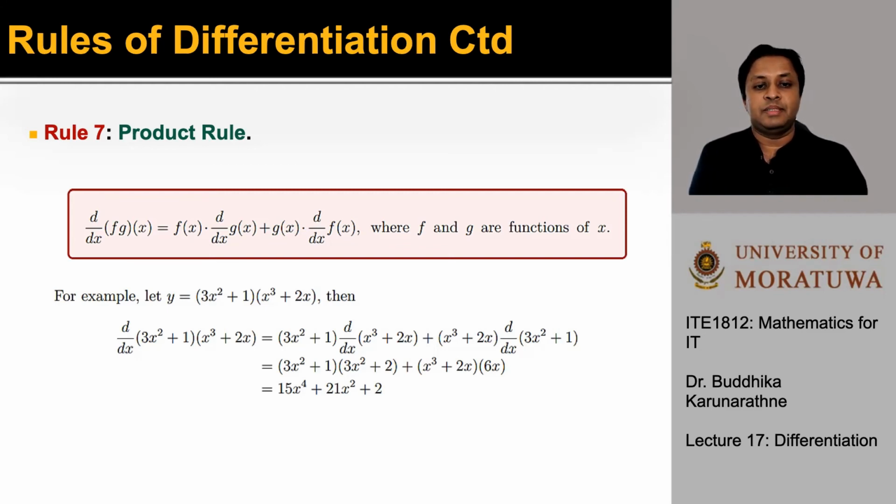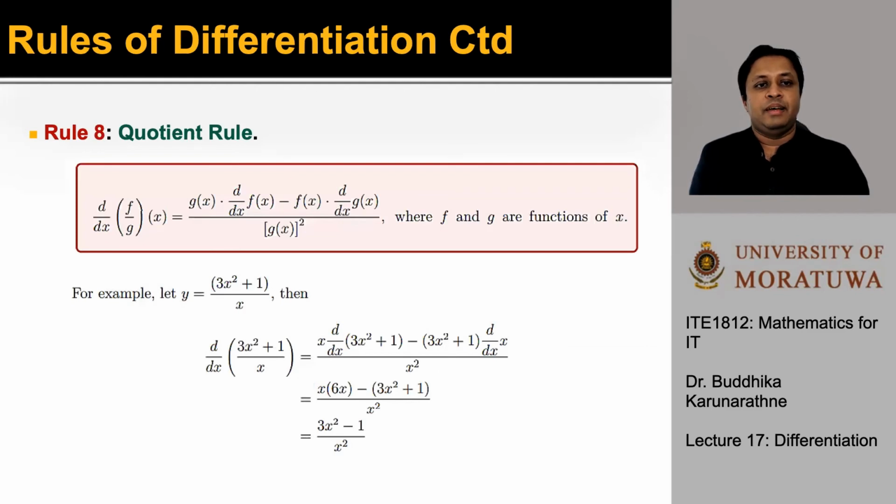all the statements, you will eventually get 15 times x to the power 4 plus 21 times x to the power 2 plus 2 as the eventual derivative of the function y. That is the product rule of differentiation.